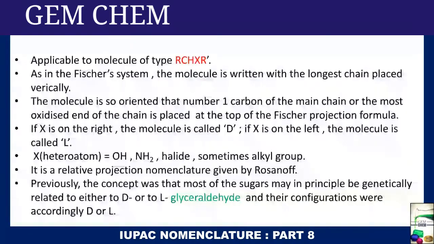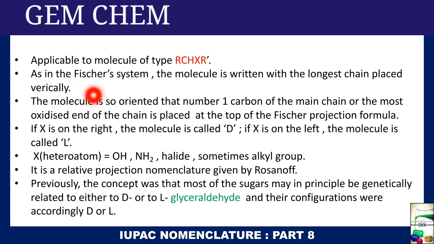Now let us start. This DL configurational nomenclature is applicable for molecules having the RCHX group, and this means that there must be a chiral carbon atom present. What chirality is and what a chiral atom is has already been discussed in the stereochemistry videos.